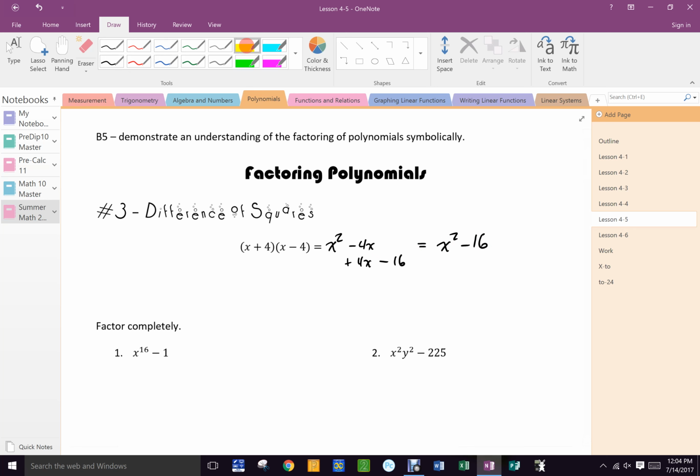Now, all of you already should see what has happened here. It's exactly like the last things we factored, yes? X squared, x, and x. What is the relation between x squared, x, and x? X is the square root of x squared, isn't it? Okay, what is the relationship between 16, 4, and 4? 4 is the square root of 16, yes?